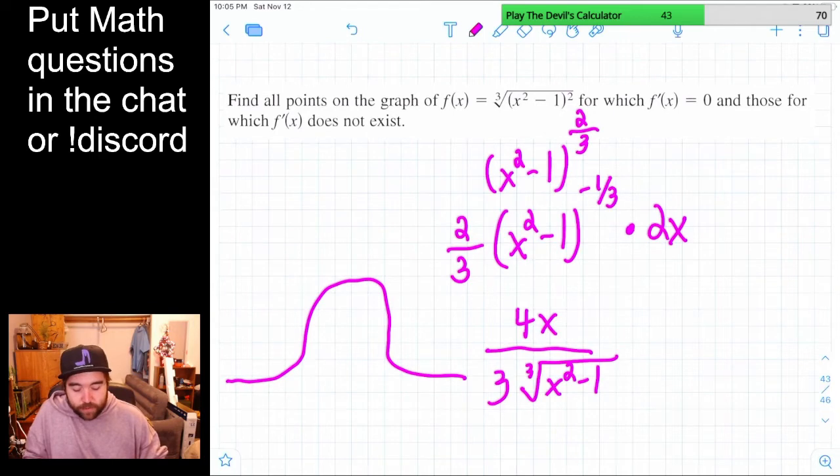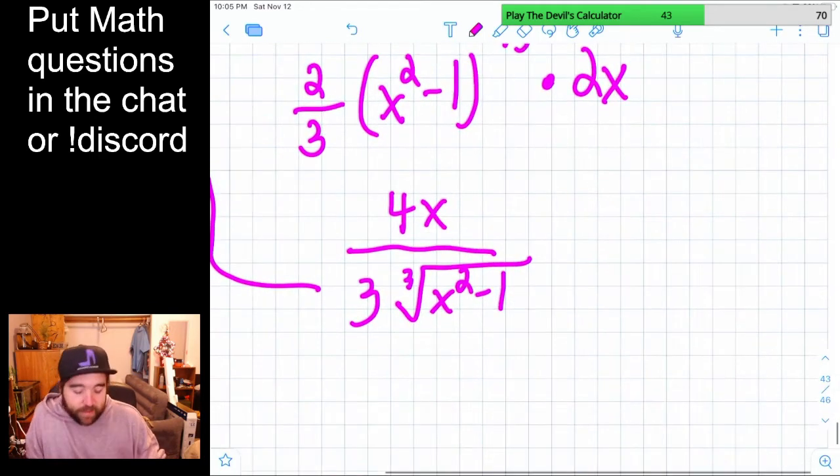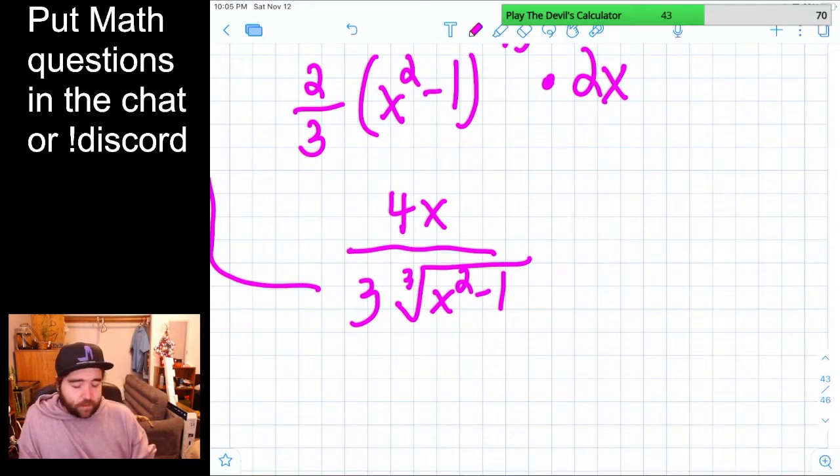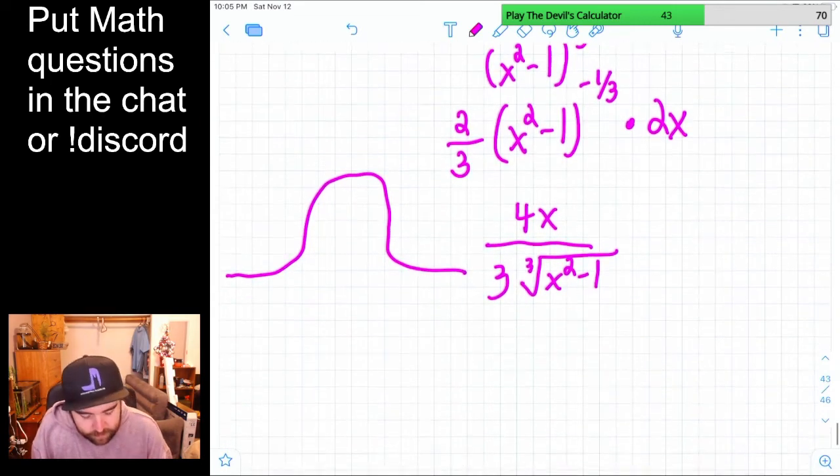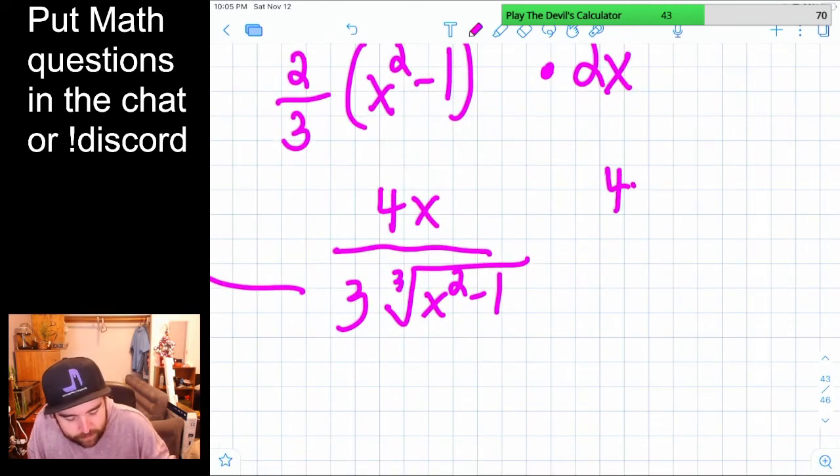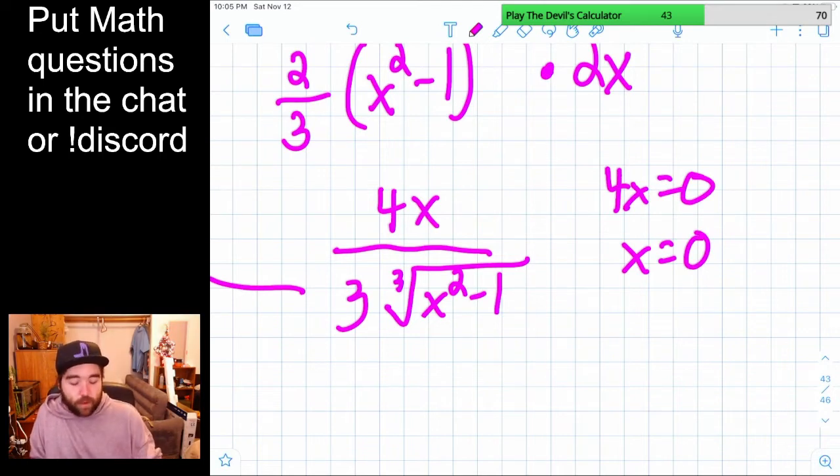So what do we want to know? When is the derivative equal to 0 and when does the derivative not exist? Well, that's really just a top and bottom question, because when the top equals 0, that's when the derivative is equal to 0. So whenever 4x equals 0, so that's when x equals 0, the derivative is equal to 0.